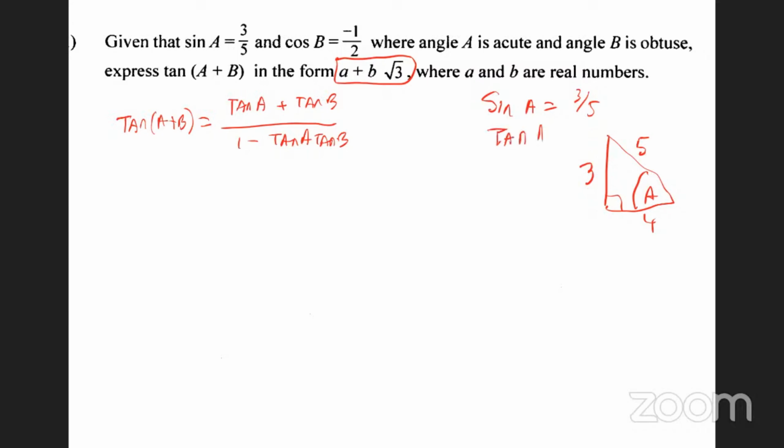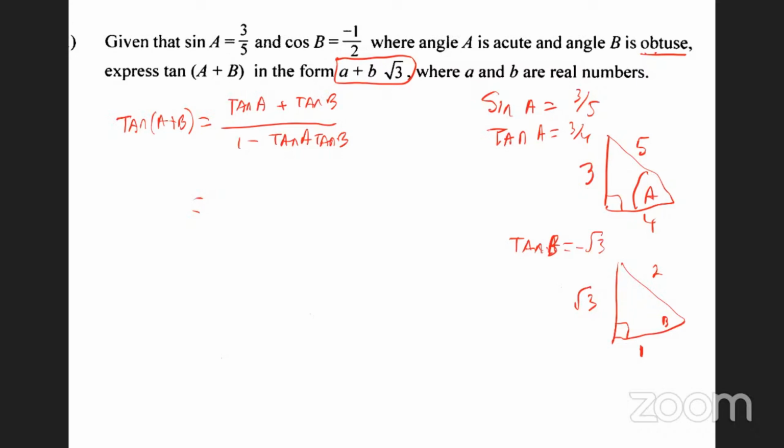Right, I got tan A to be 3/4. Right, then we use the same triangle. B is obtuse. Right, I have adjacent and hypotenuse. Here's what, root 3, I think. So therefore, tan B is opposite over adjacent. So that's minus root 3 because it's obtuse, right? And then plug it in the formula.